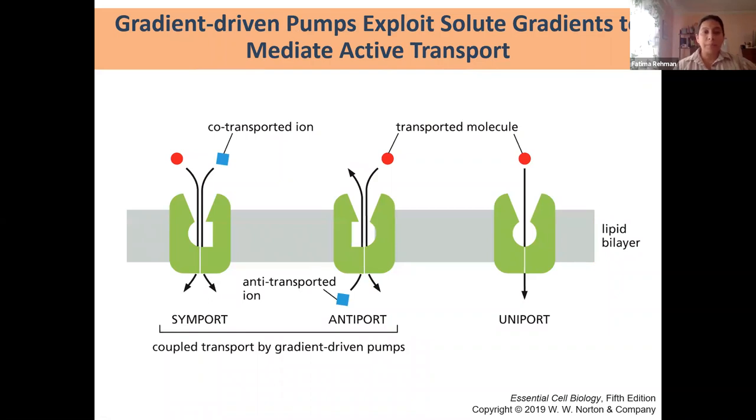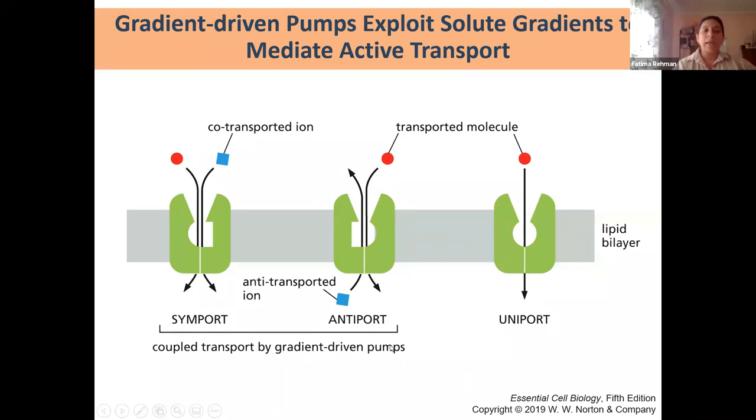The gradient pump, on the other hand, when it is just a simple gradient pump, exploits two different solute gradients to mediate active transport. So they have a coupled transport where one ion is going with the concentration gradient while the second one is going against the concentration gradient. And both of them are going to be coming in at the same time, right? So this is an example of what we call a symport, a coupled transport where both are co-transported together.